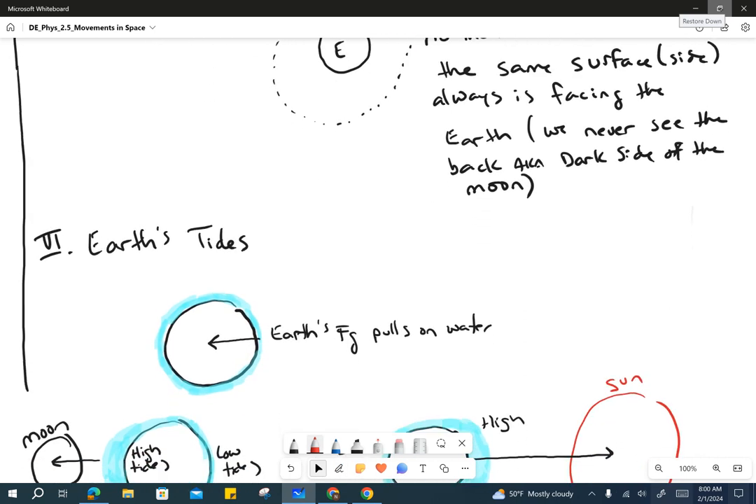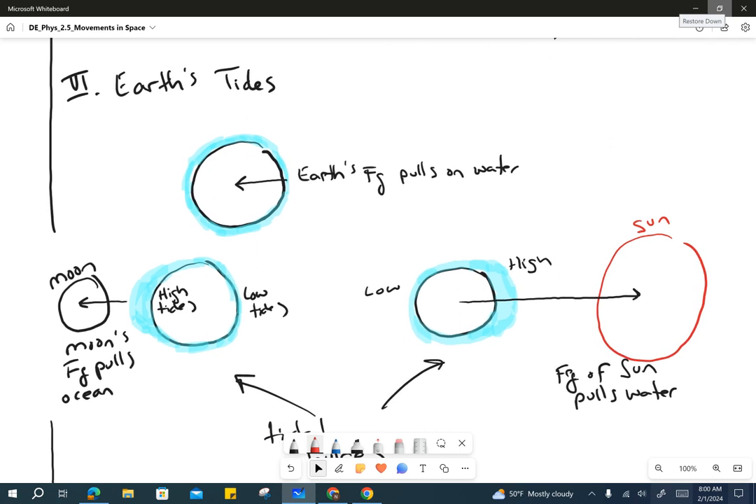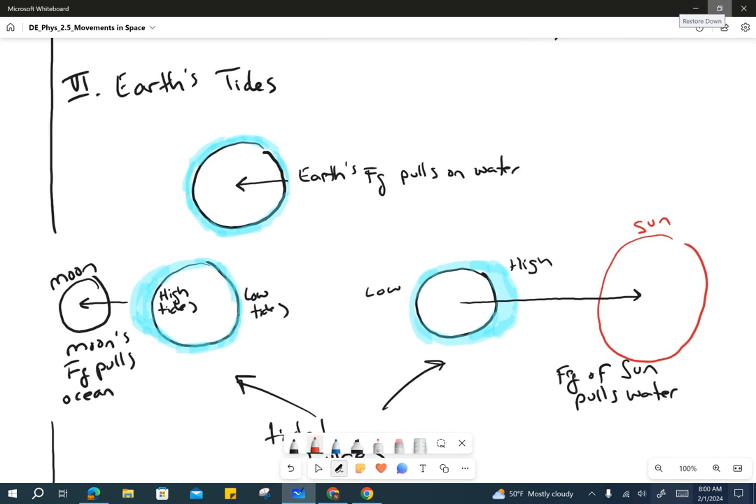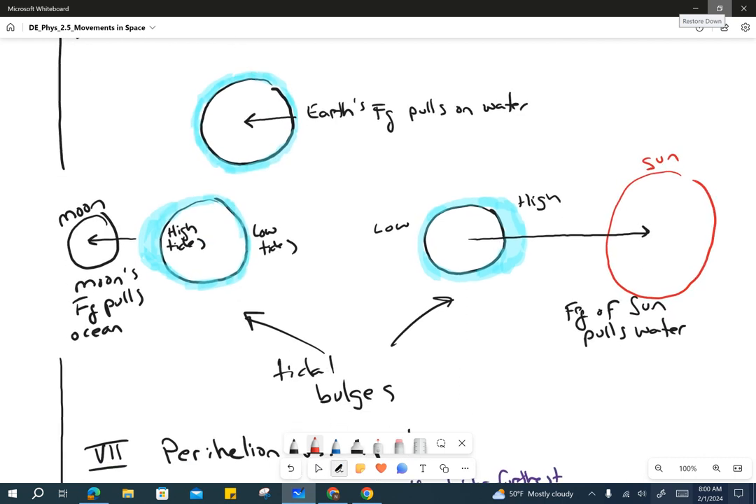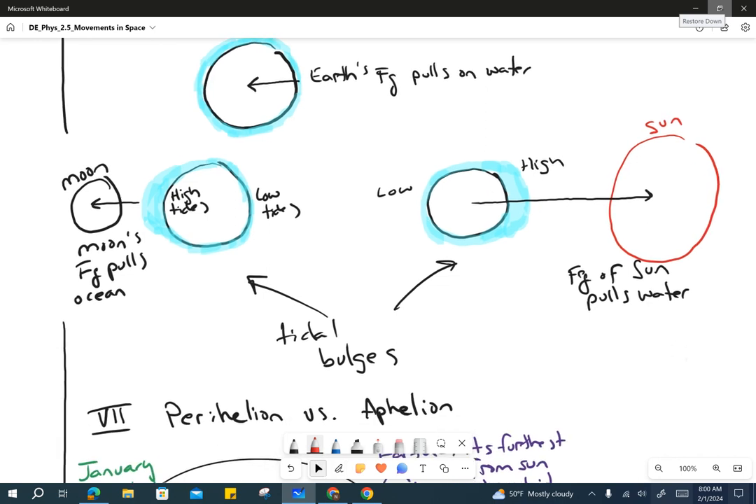You're going to talk about Earth's tides as well, how water bulges, and that's why when you go to the beach, you have high and low tides. These are affected by Earth's gravity, by the moon's gravity, and by the sun's gravity.